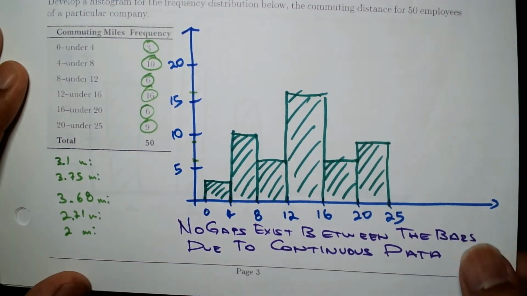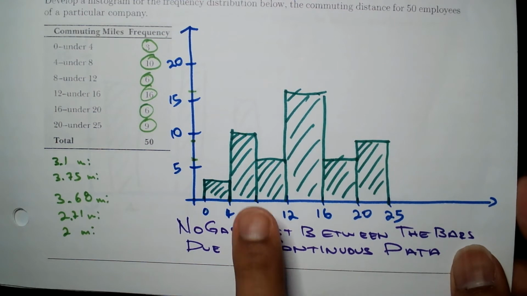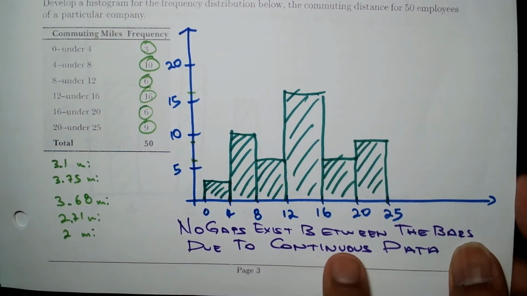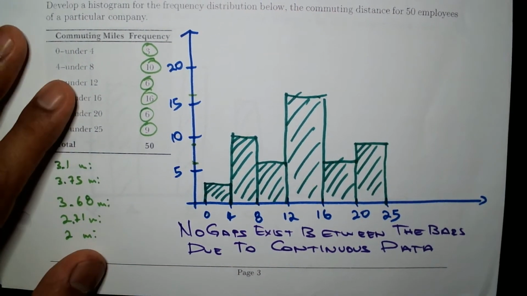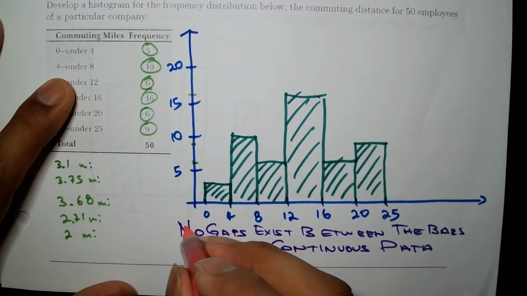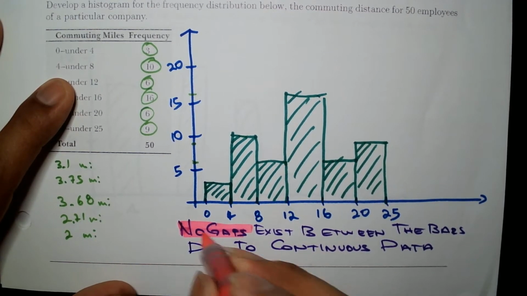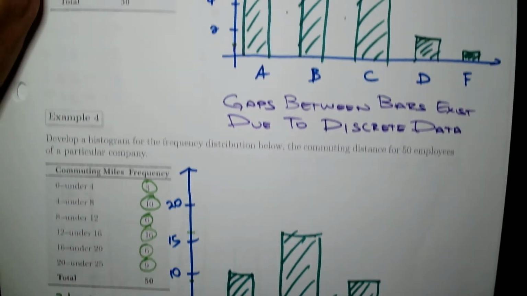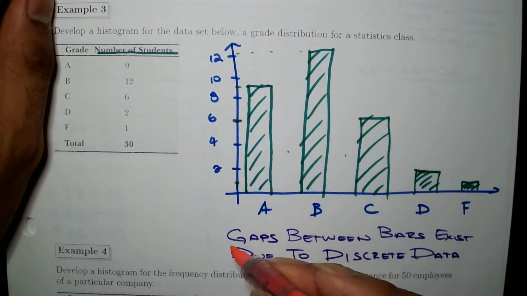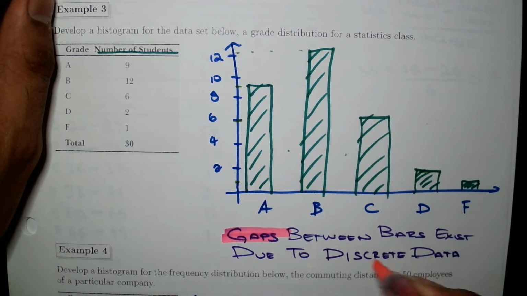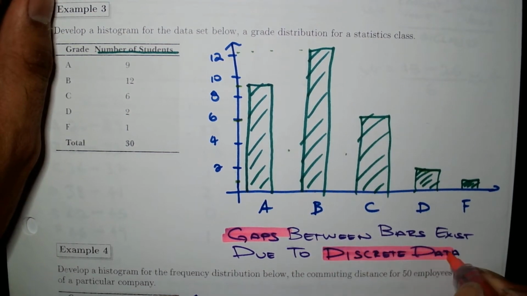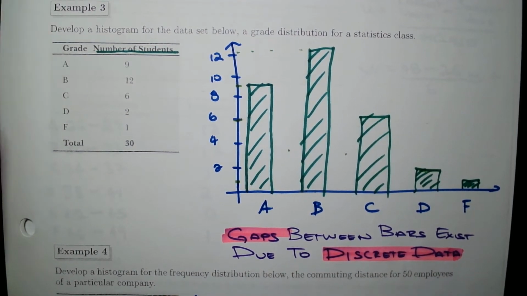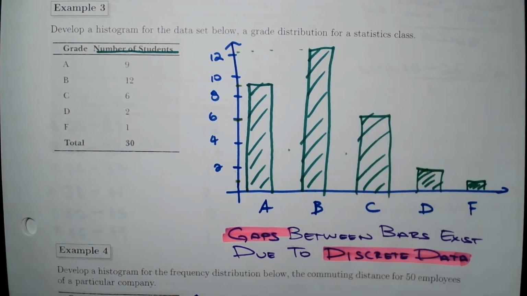So again, that's the difference between histograms: no gaps because of continuous data. Let's highlight that. No gaps means continuous data, and gaps mean that we are working with discrete data. All right, let's move on to the next example.